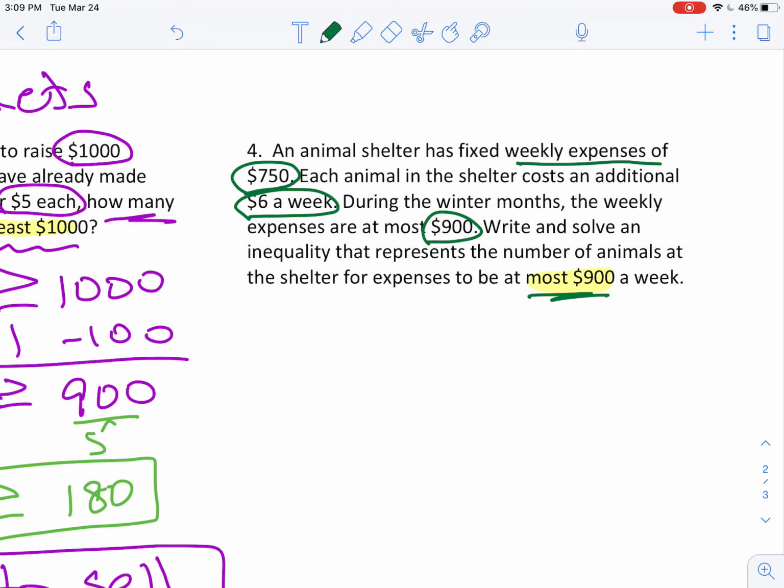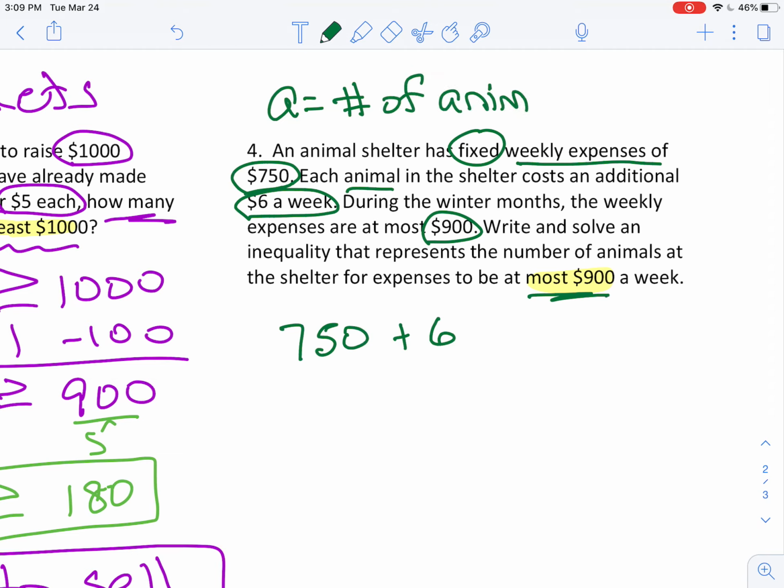So they've changed it now. At most $900. So let's see what's happening. Every week, they spend $750, probably on electricity and maybe the people that work for them, that kind of thing. That's a fixed weekly expense of $750, plus an additional $6 each week, and the $6 a week for each animal. So I'm going to use A. A is equal to the number of animals.